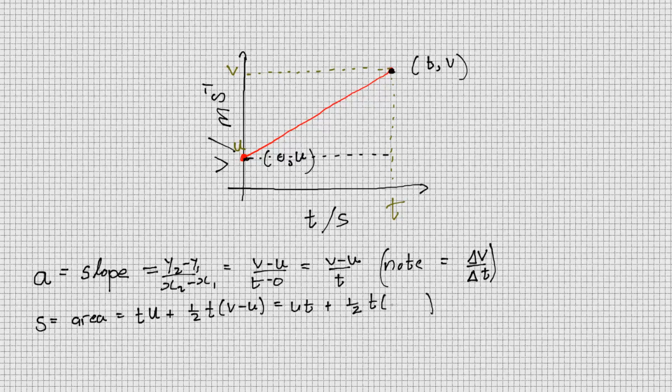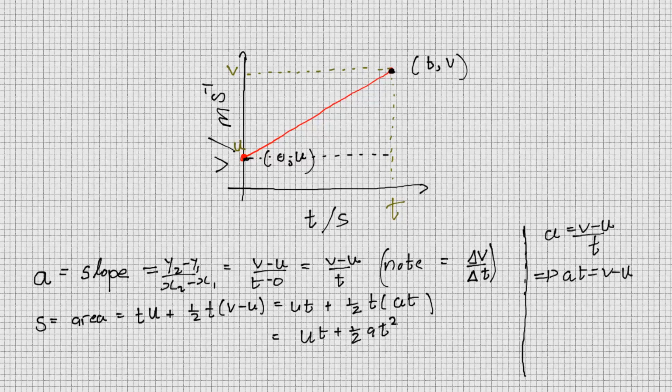Now v minus u is actually at, because what you can say on the side here, you've just shown that a equals v minus u over t, so that implies that at equals v minus u. Okay, so that would be ut plus a half at squared.